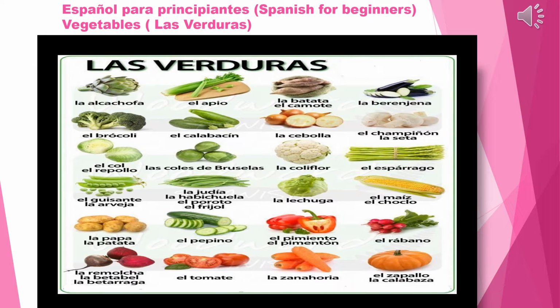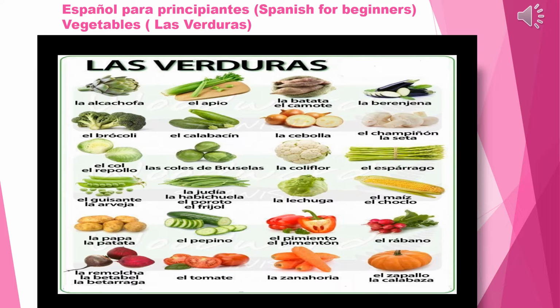La berenjena. La berenjena there, you can see, is what you call the eggplant. So repeat after me, la berenjena. J is pronounced like H. That's why you don't say it with a J sound, you have to say la berenjena. So that is the eggplant.